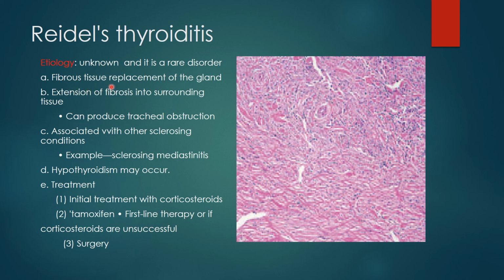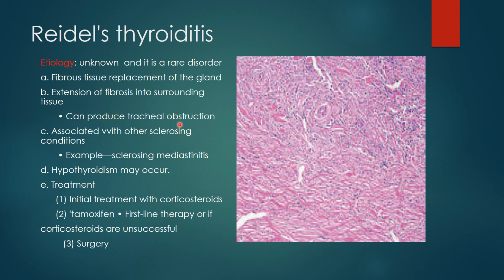Its etiology is unknown. It is a very rare condition in which there is a fibrous tissue replacement of the gland. As you can see, this is a histopathological representation of the thyroid parenchyma. There is no follicle. You won't be able to see any follicle, any colloid material. There is only fibrous tissue, which is represented by these pinkish lines, and there are some purple areas which basically represent the nuclei of inflammatory cells. So there is extensive fibrosis, a replacement of the whole gland by fibrous tissue.